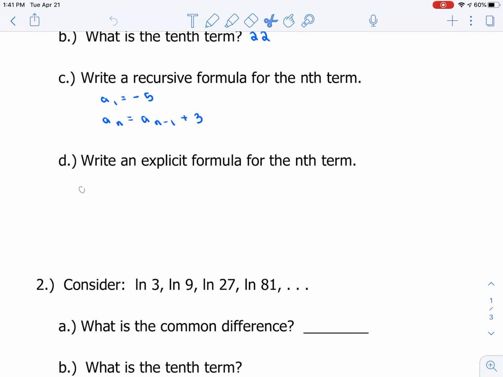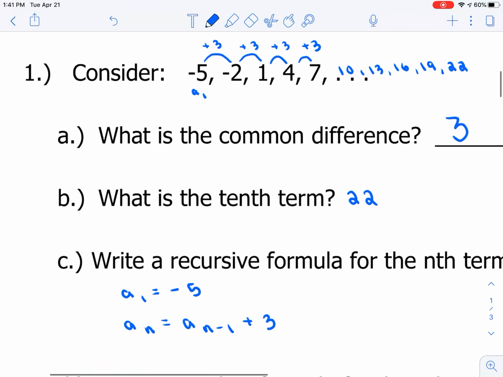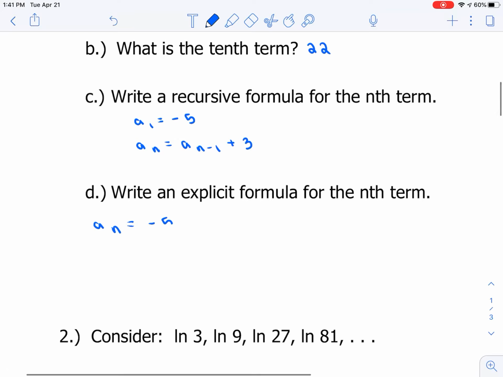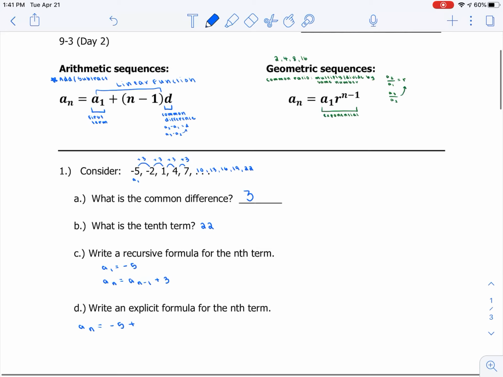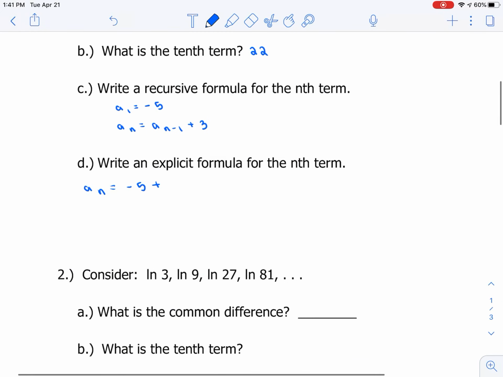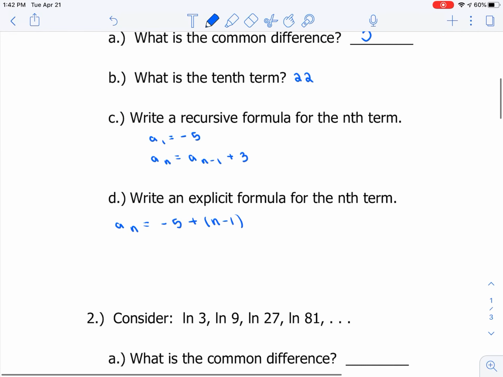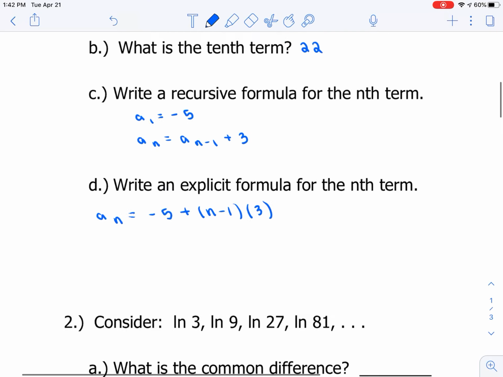Writing an explicit rule, we are going to do the a sub n equals. Now, what you need to know is the first term, which is -5. So that's your a sub 1. Then you're going to put plus, and then sometimes you'll see this formula written two different ways. Sometimes people put the common difference at the back. Sometimes they put it in the front. Doesn't matter. But what you're going to say is n minus 1 times the common difference that we just found, which in this case is 3.